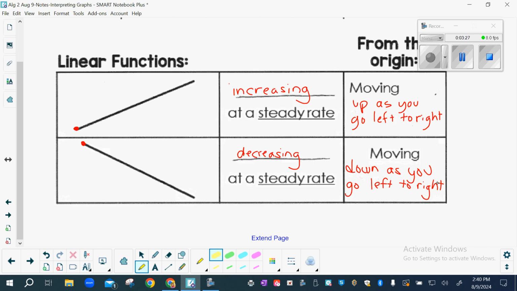So, are you guys still looking at that? Move on to the next slide.